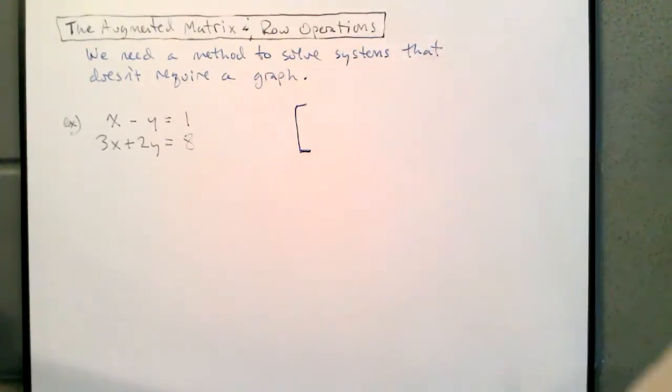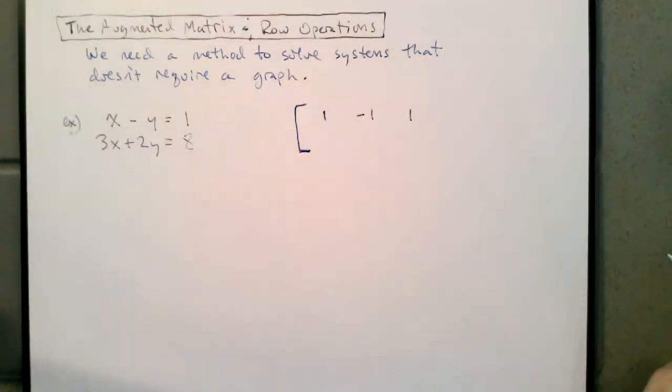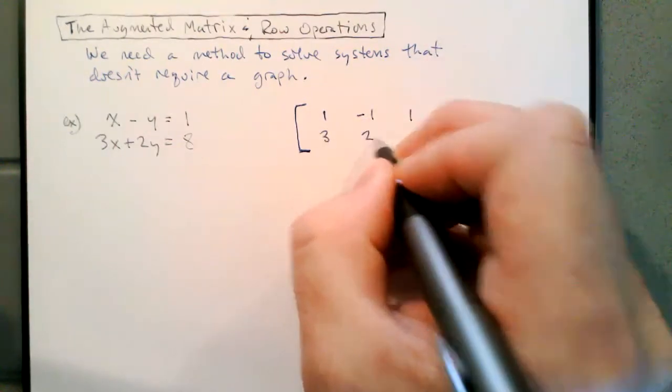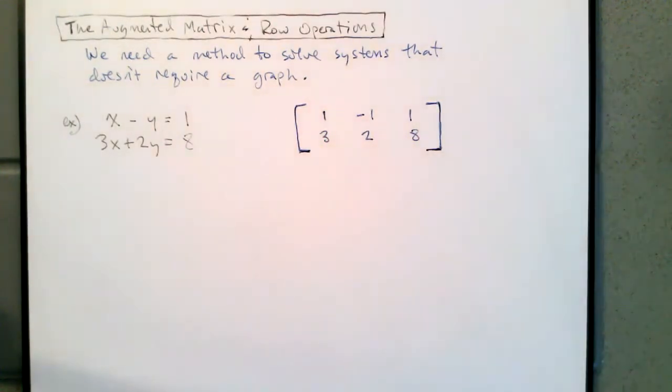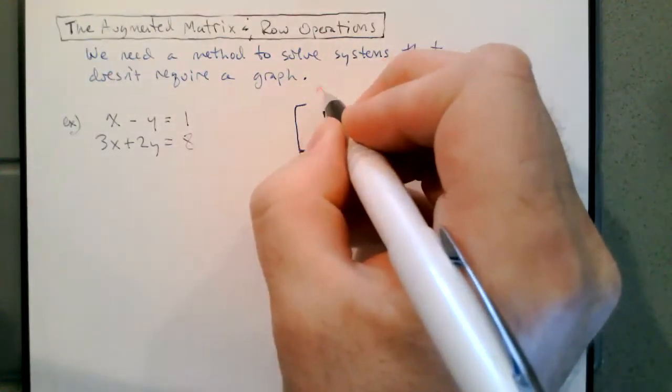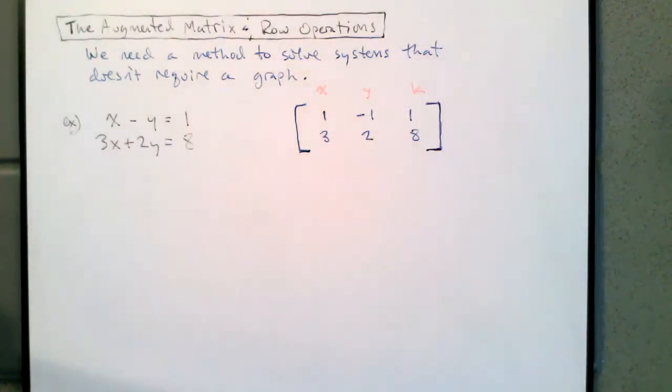Around here, we're going to put our matrices in square brackets. The first row of this matrix will be 1, -1, 1. The second row of this matrix will be 3, 2, 8. So it should be pretty easy to see how I wrote this augmented matrix. Each row represents an equation, and we just have to agree that we're going to put our variables in a particular order. In this case, here's a column for the x's, here's a column for the y's, and here's a column for the constants. And each row represents an equation.